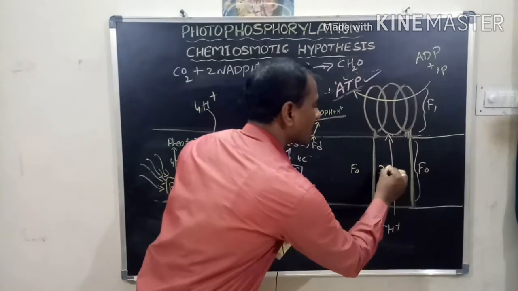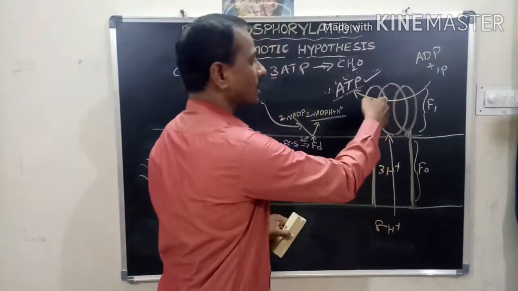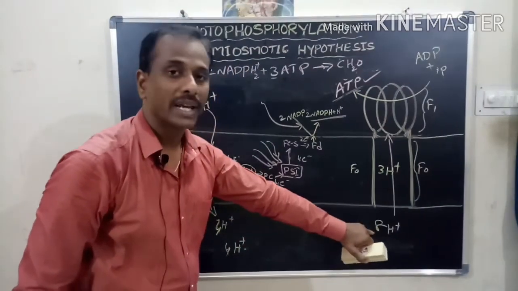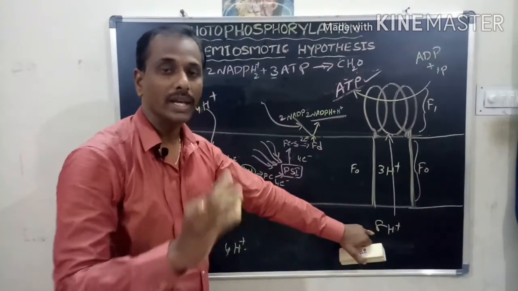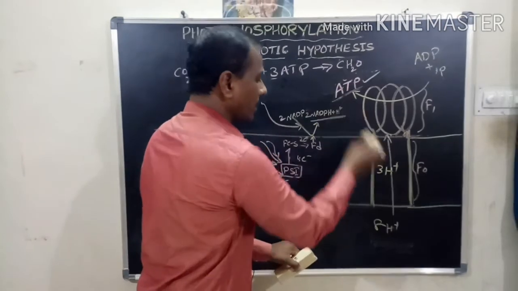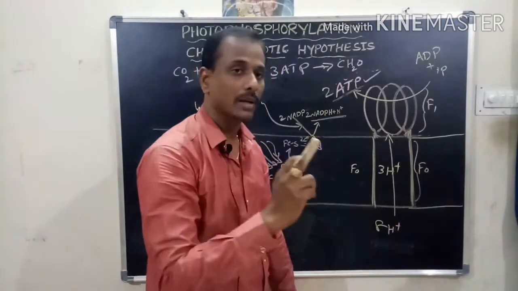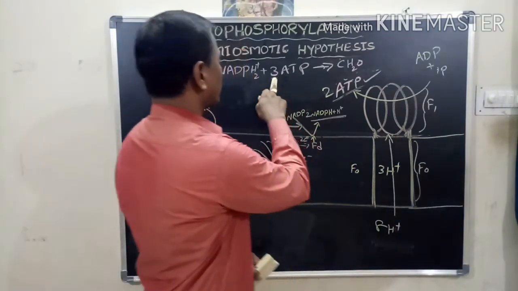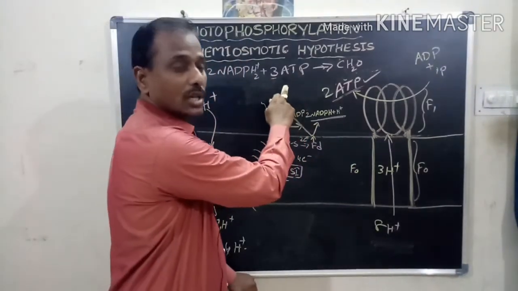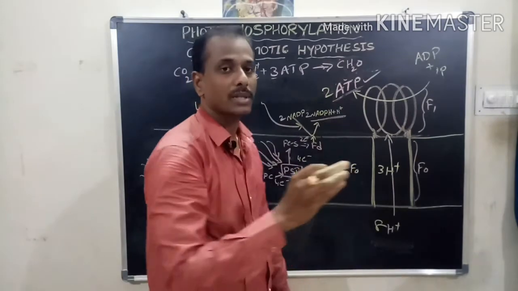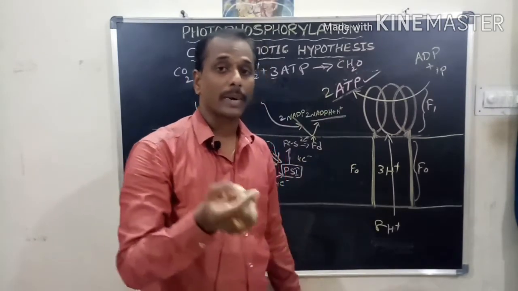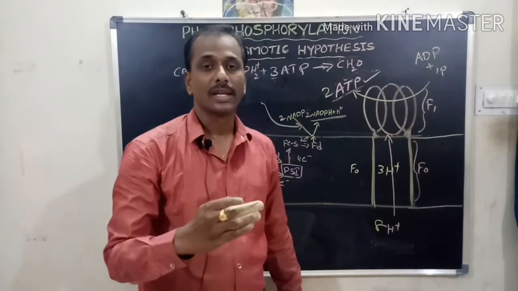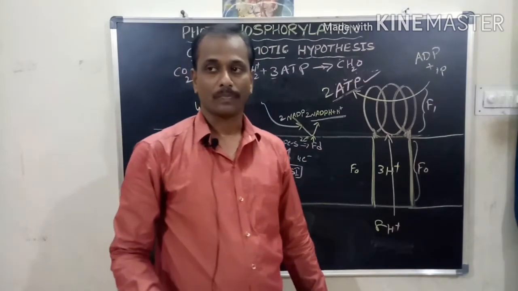When 3 H plus ions are transported through this enzyme, 1 ATP is synthesized. Then how many ATPs are formed here? The first 3 give 1 ATP, the next 3 give 2 ATP. 1 proton is less. But 3 ATPs are essential, and here only 2 ATPs are possible. For the production of the third ATP, there is a chance by cyclic photophosphorylation.